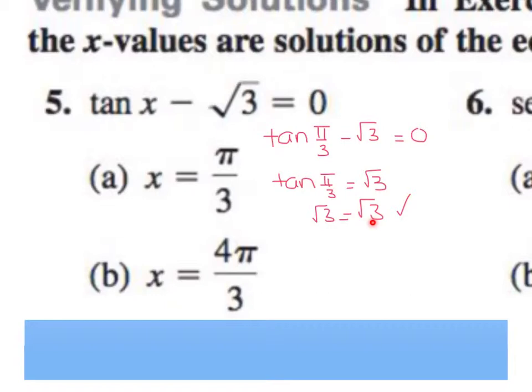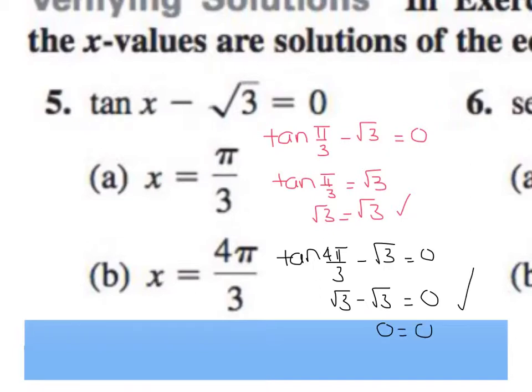Let's take a look at 4 pi over 3. Let's go ahead and substitute that. So let's do tan at 4 pi over 3 minus root 3. Tangent at 4 pi over 3 is also root 3. And I get 0 equals 0. So I just verified it. This one works as well.